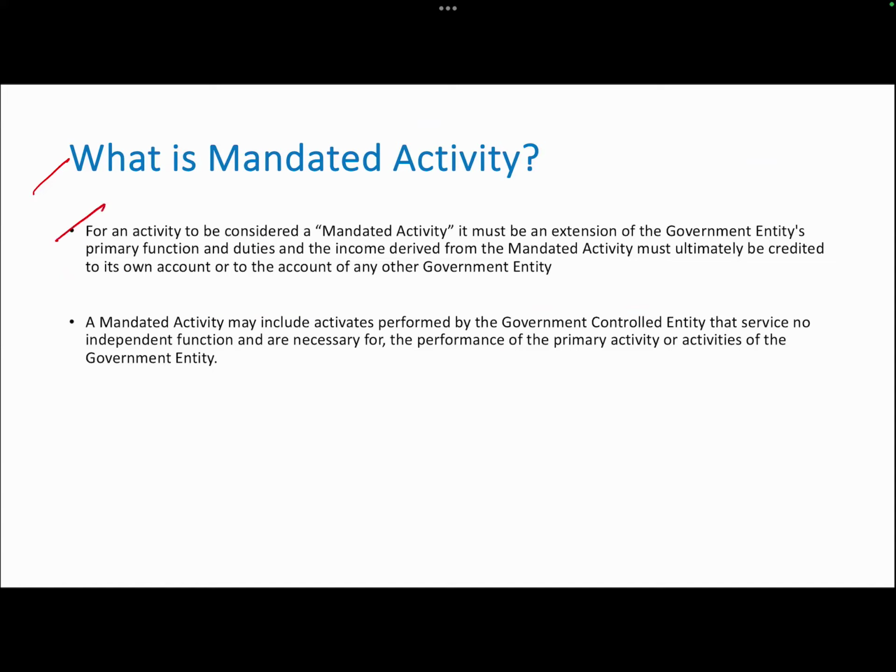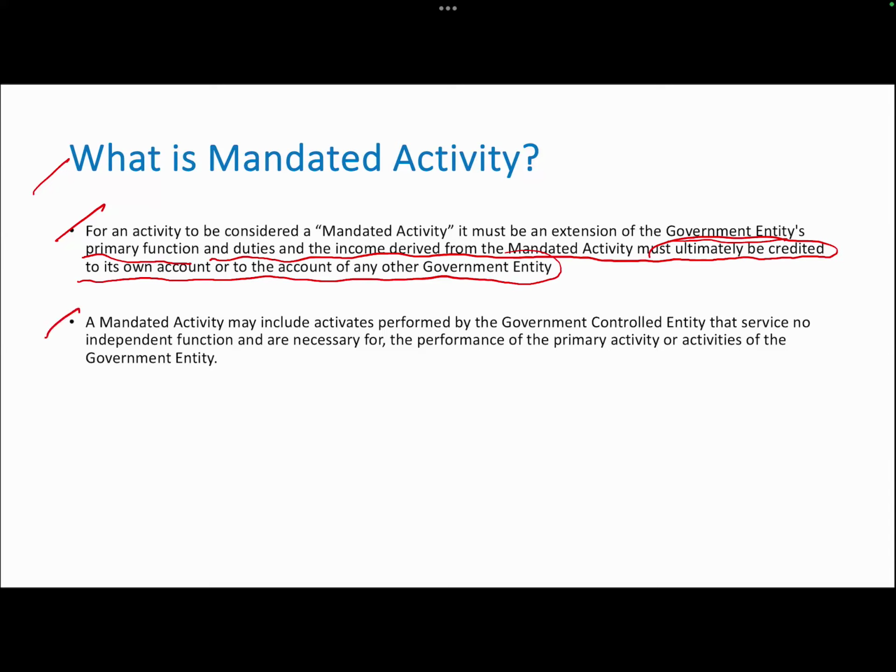Now, for an activity to be considered a mandated activity, it must be an extension of the government entity's primary functions and duties, and the income derived from the mandated activity must ultimately be credited to its own account or to the account of any other government entity. So, a mandated activity should be an extension of the government entity's primary function, and whatever income is derived should be credited back to the government entity itself.